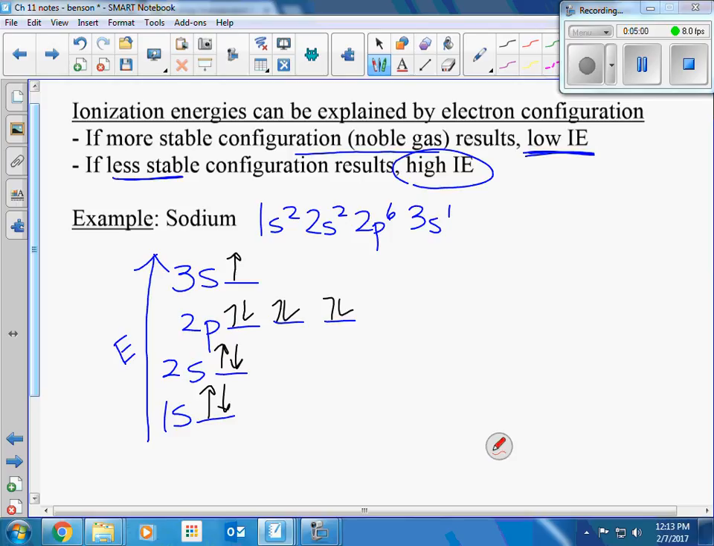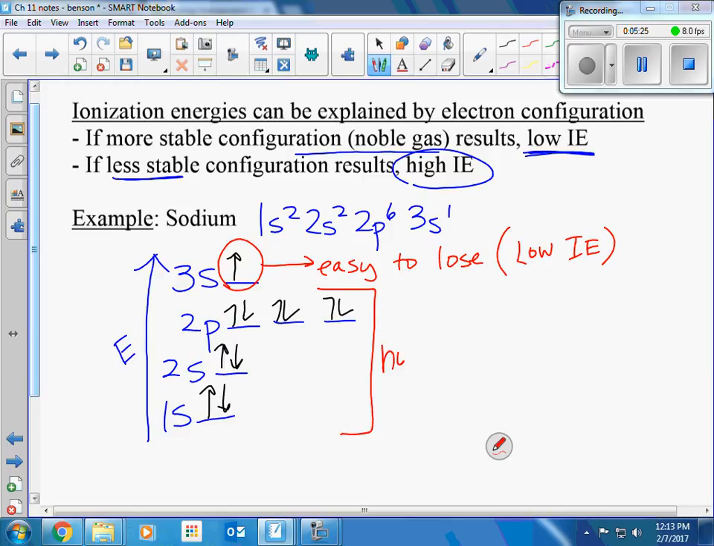So in order to gain its stability, it can easily lose this first electron, easy to lose, and that's going to require low ionization energy because it's a metal. It wants to lose its electron. It wants to become a cation with a +1 charge. Now you can see that it has become very stable. This is now noble gas configuration. It does not want to lose another electron, and it's going to be very difficult to remove that.